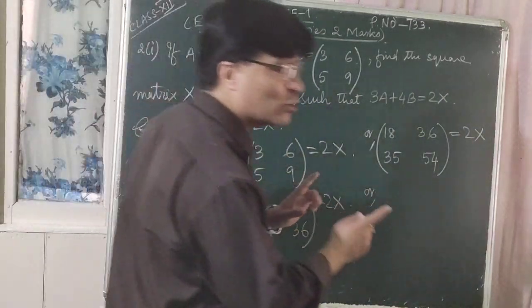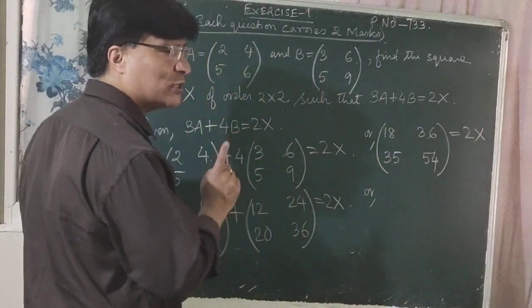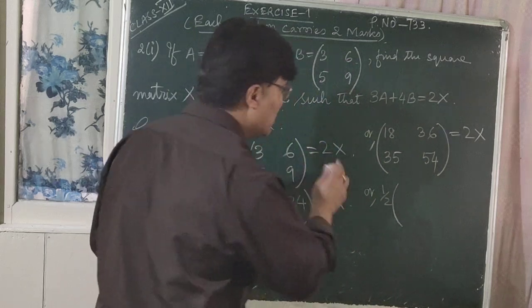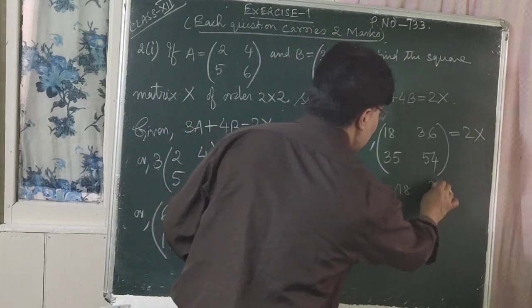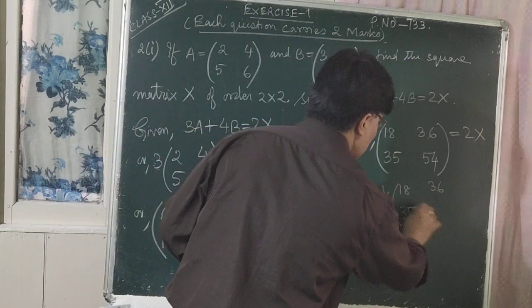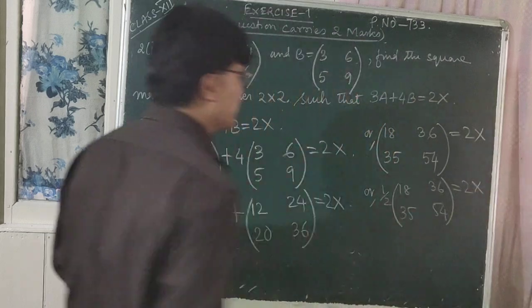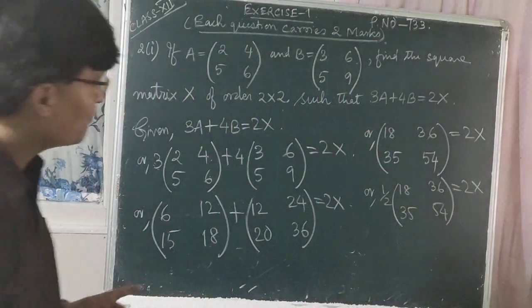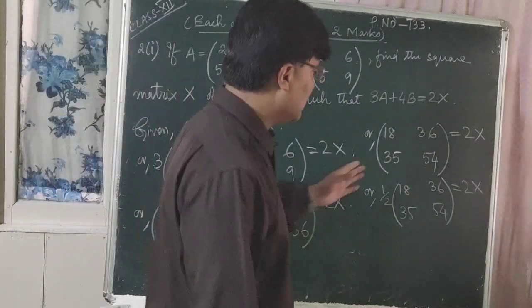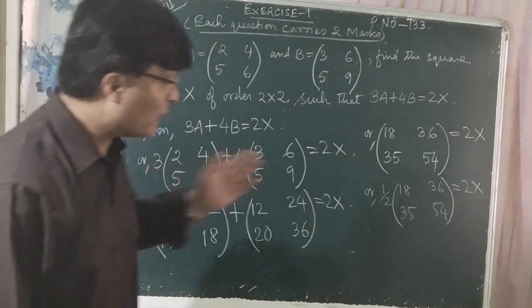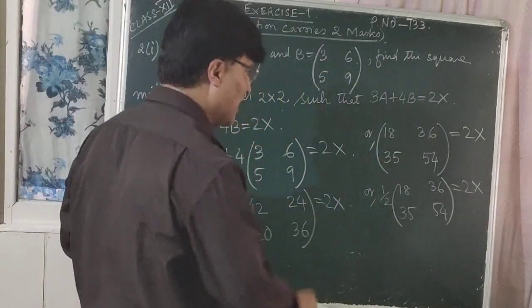When these two goes to the left hand side, it goes to the denominator. That means you should write here half. So what is the matrix here? 18, 36, this is 35, and this is 54, which is equal to twice x. Is that clear to all of you? Now on the left hand side, this half is the scalar multiplication of the matrix. So you should multiply all the elements by this scalar, that is half.